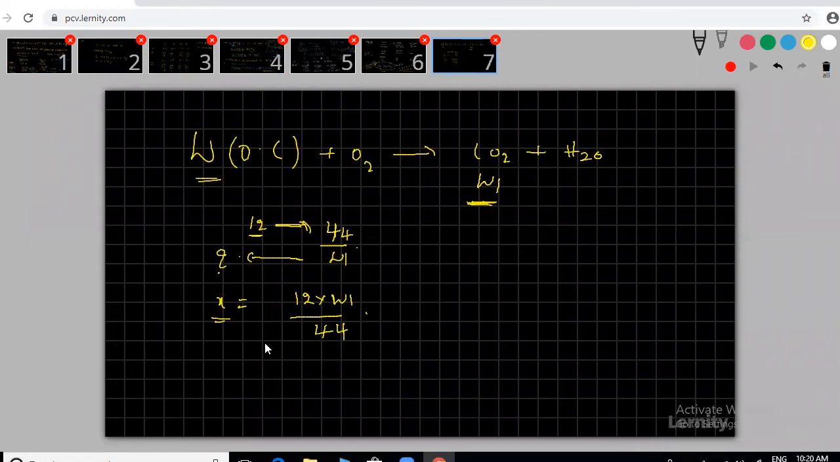If you need the percentage, you can go further. Percentage means the weight divided by the total weight into 100. We already discussed that, like 2 by 18 into 100. Whatever the weight contained, by total weight into 100, gives the percentage. Same way, the carbon weight is 12 by 44 into W1, divided by the total weight, capital W. If you need percentage, multiply by 100.